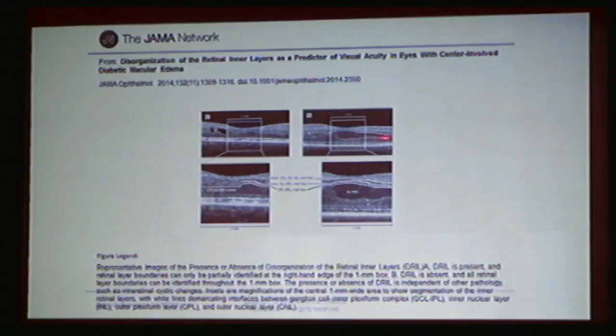While this patient here has a massive cyst, and you can see the layers very, very clearly.